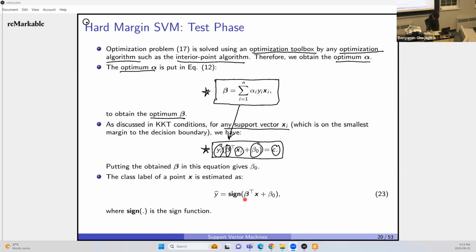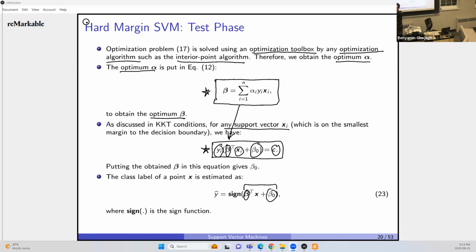Now the test phase is the sign of this. These beta and beta zero are the optimal values which we found. X can be any input point. It can be a training point, a test point, whatever. Any input point.